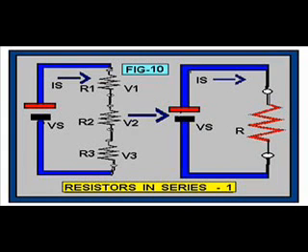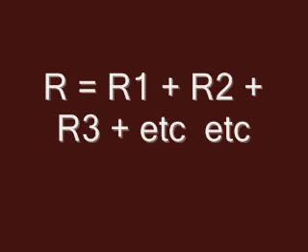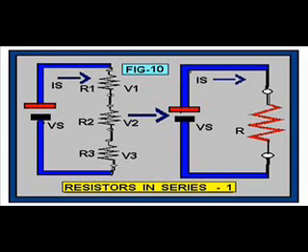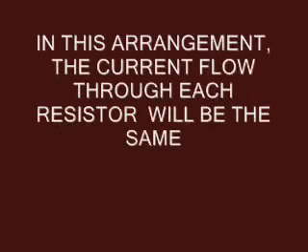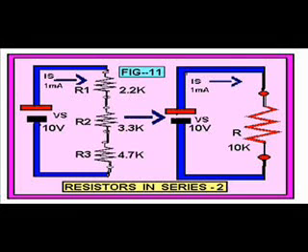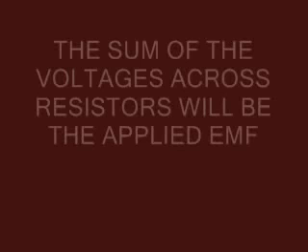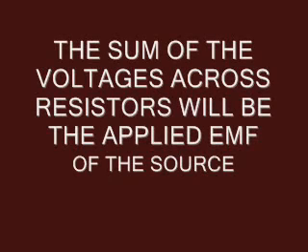R resultant is equal to R1 plus R2 plus R3, etc. The resultant value of resistance will always be greater than the highest value of resistance in the group. In this arrangement, the current flow through each resistor will be the same. The sum of the voltages across the resistors will be the applied voltage of the source.